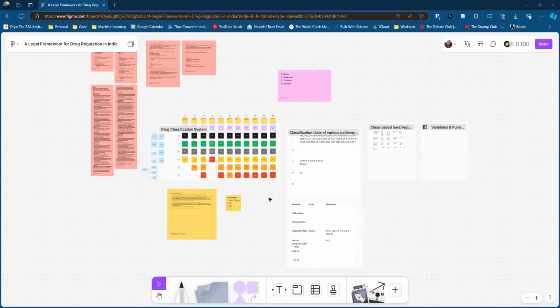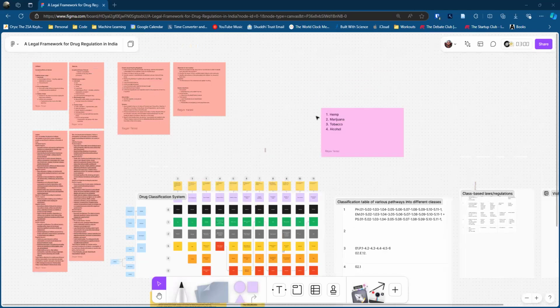All right. Hey, everyone. So this is the final brainstorming session for the topic of bringing in a new legal framework for drug regulation in India. So we've had three sessions in the past month. This is the fourth and final session, where we are discussing how to wrap up this whole thing that we have done in the past month.